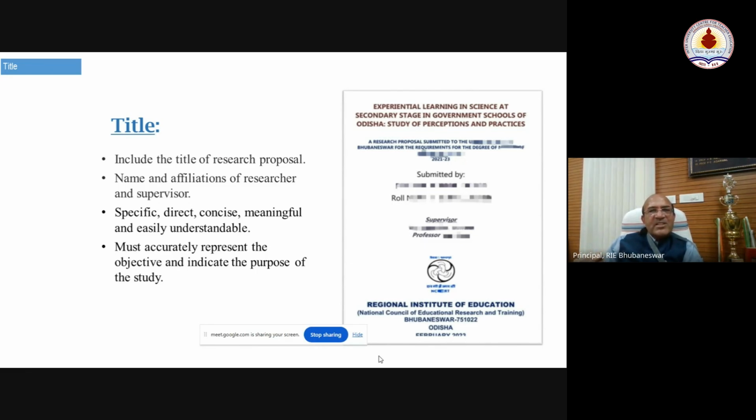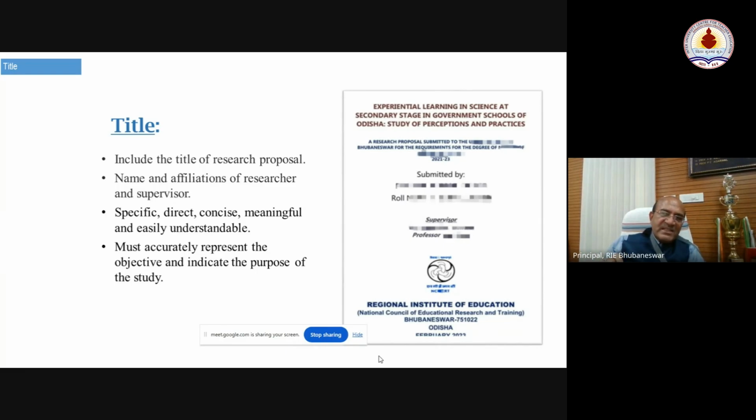For example, experiential learning in science at the secondary stage, in government schools of which geographical area? Odisha. So: experiential learning in science at secondary stage in government schools of Odisha, a study of perceptions and practices. So this is a title. This title is self-explanatory.